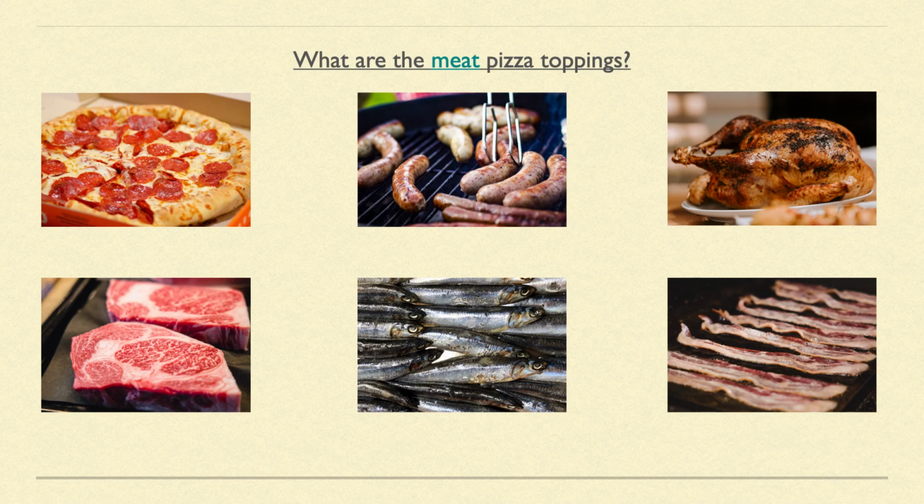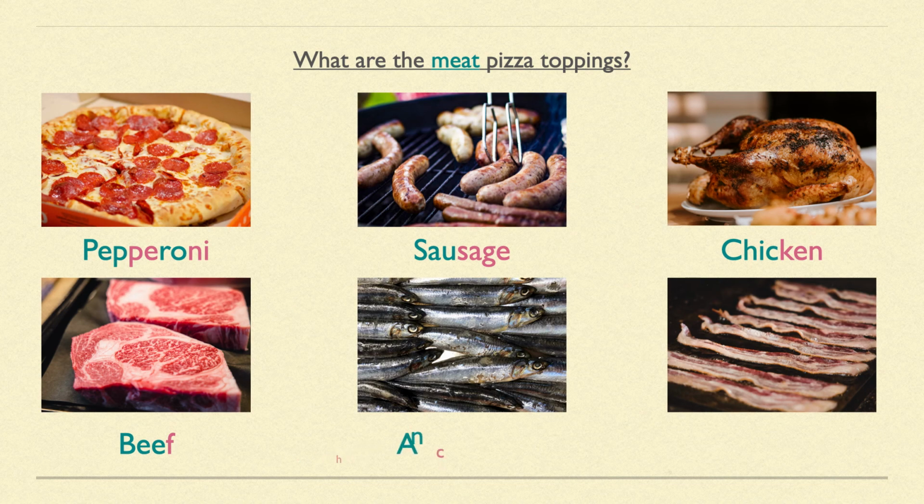What are the meat pizza toppings? Pepperoni. Sausage. Chicken. Beef. Anchovies. Bacon.